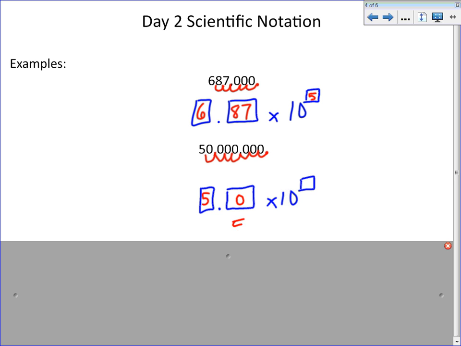Another way to write that is just 5 times 10. And we're going to find what our exponent is here.